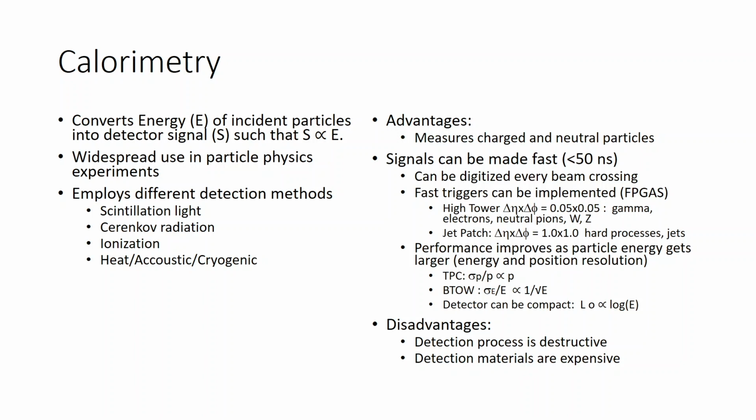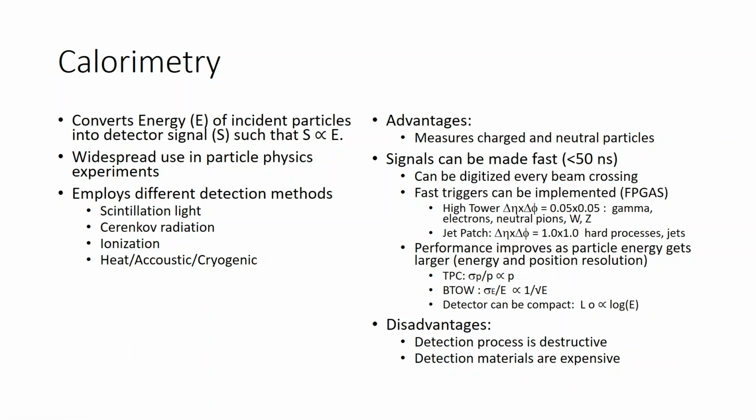The signals can be made fast, less than 50 nanoseconds, which means that they can be digitized every beam crossing, which is, in our case, 106.5 nanoseconds. This is extremely important because it means that fast FPGAs can use these signals to form triggers for unusual processes based on the energy and topology of an event. The two most important types of triggers that we have fashioned at STAR are the Hightower and jet patch triggers.